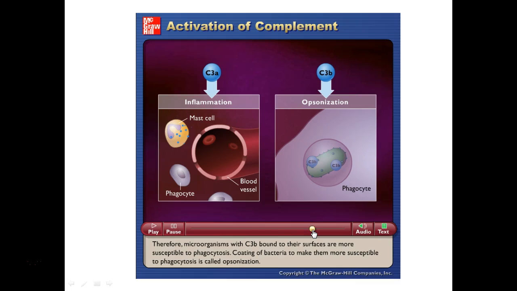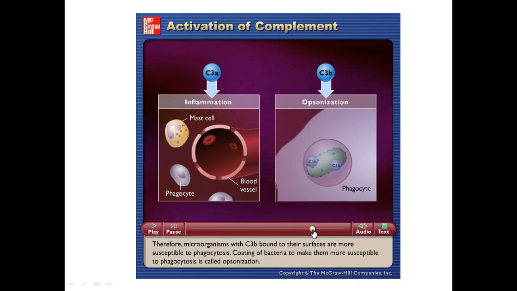Opsonization, right? So those are the three main outcomes. We get an inflammatory response, we get opsonization, and we can get cell lysis by the MAC complex, which stands for membrane attack complex. That's important, right? We're attacking membranes.